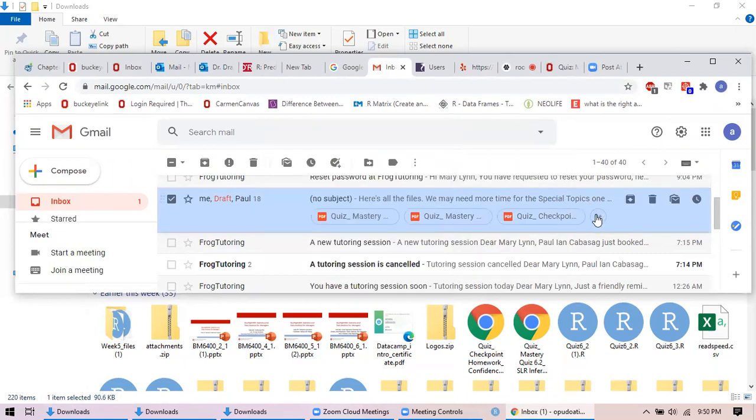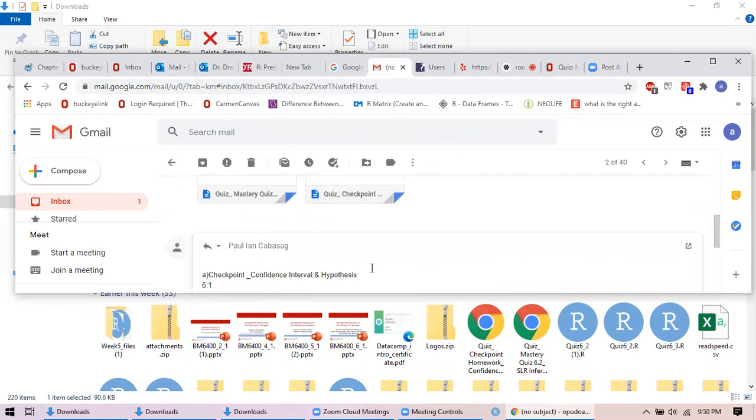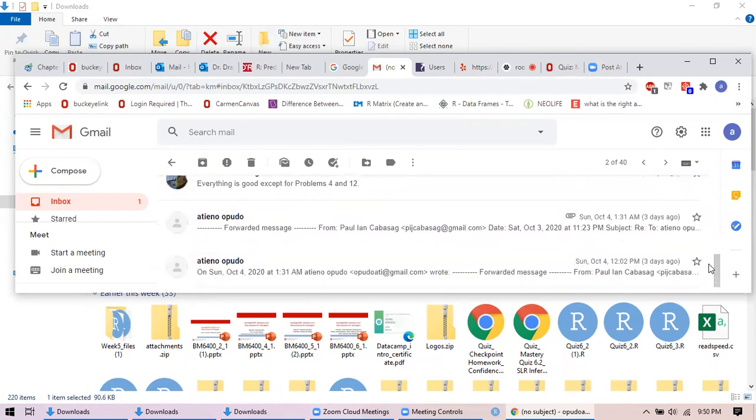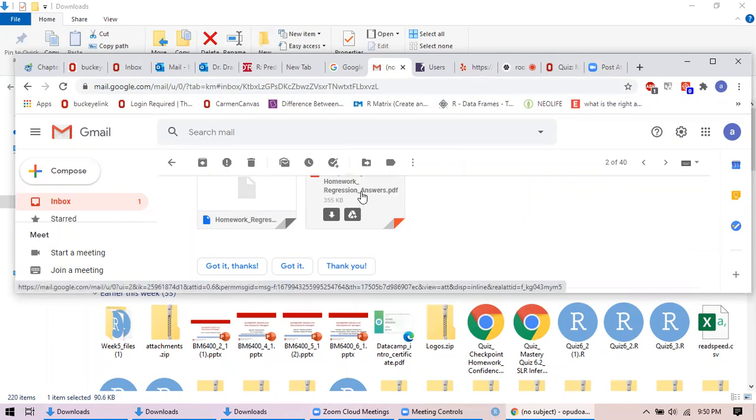Why is it doing that one? Just click on it. Okay, go down to the bottom. I think I sent you the regression one. The one on the left. Yeah, that's regression 6, the one on the left, not the PDF one. Let's open up that one, or download it.